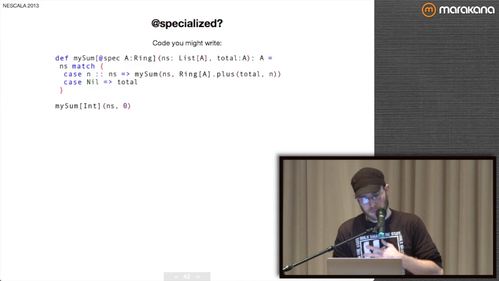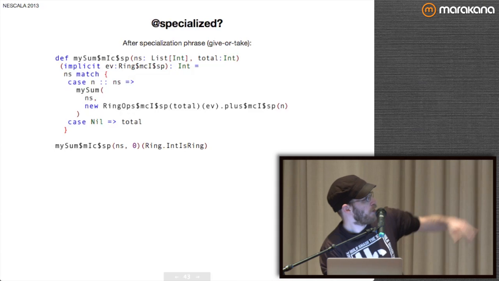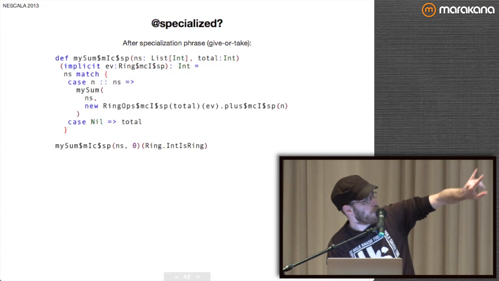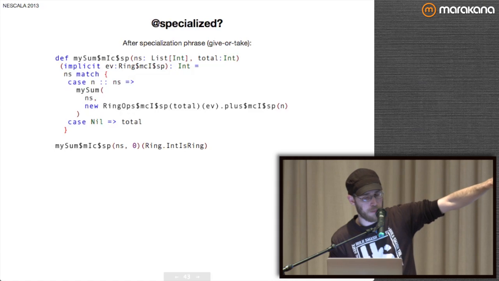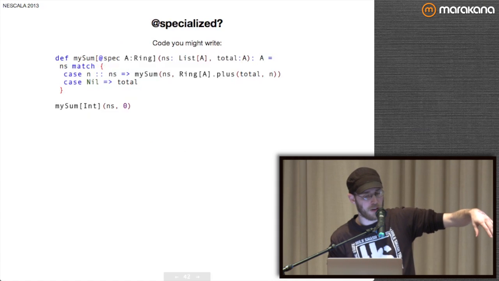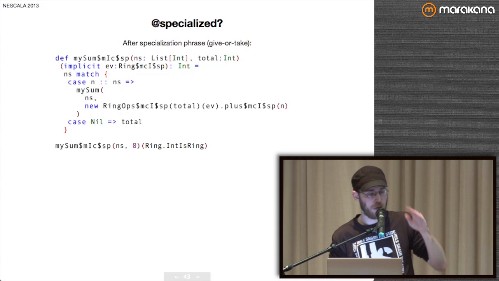So then after specialization, this is the monstrosity that we get instead. We have all these crazy $ signs. What that basically is saying is, this is a specialized version of this method. It's not the same method that you wrote. It's a copy that has been heavily modified by the Scala compiler. What happened is all the A's got turned into ints. So it's definitely committed to using ints here.